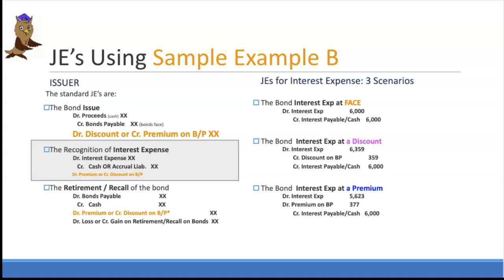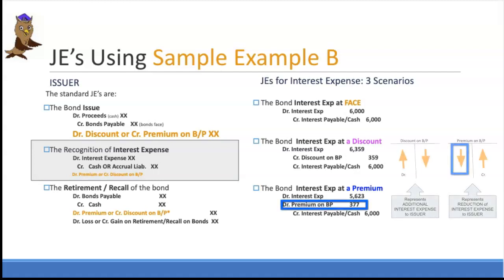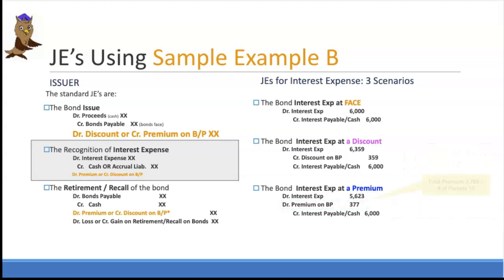Similarly, but in the opposite direction, the premium on bonds payable account is amortized with a debit of $377, also reducing its balance. That is computed based on the straight line basis. Remember that the premium of $3,769 is divided by 10 periods. The total interest expense is therefore debited for the sum of the interest payment of $6,000 less the amortized premium of $377, for a total of $5,623.